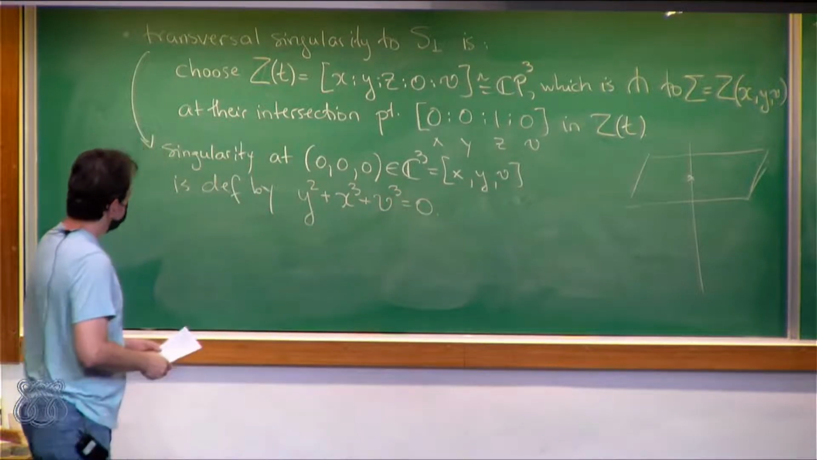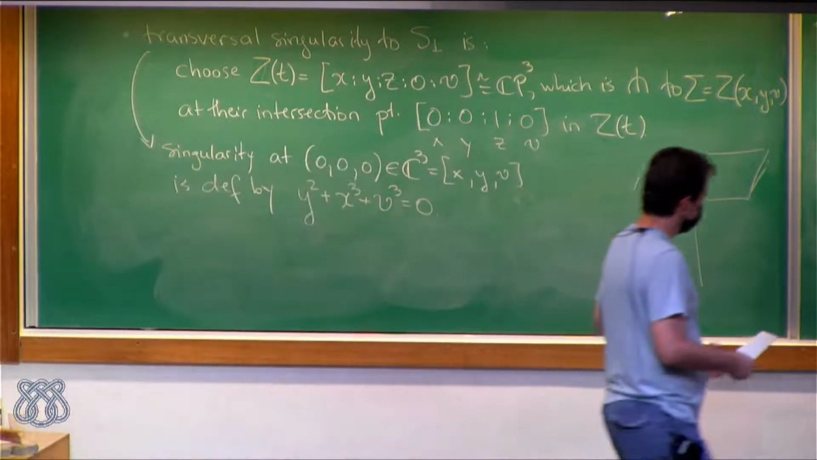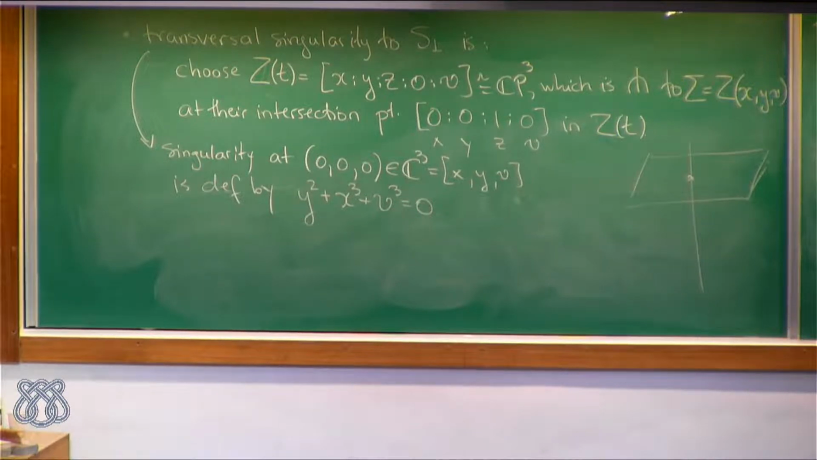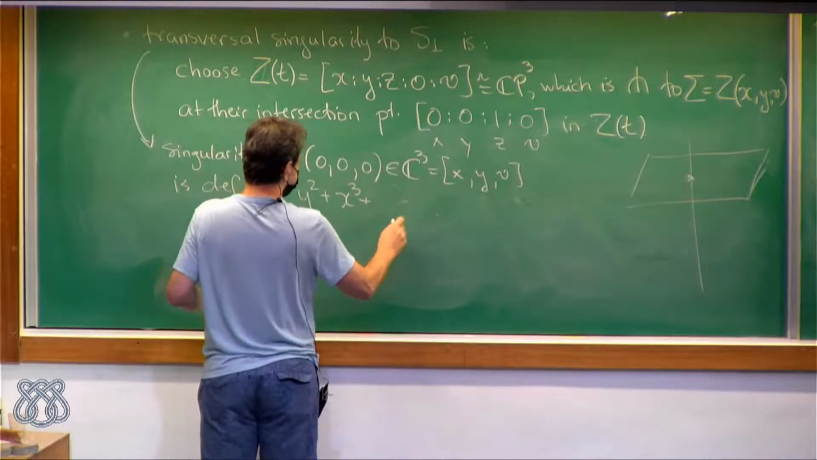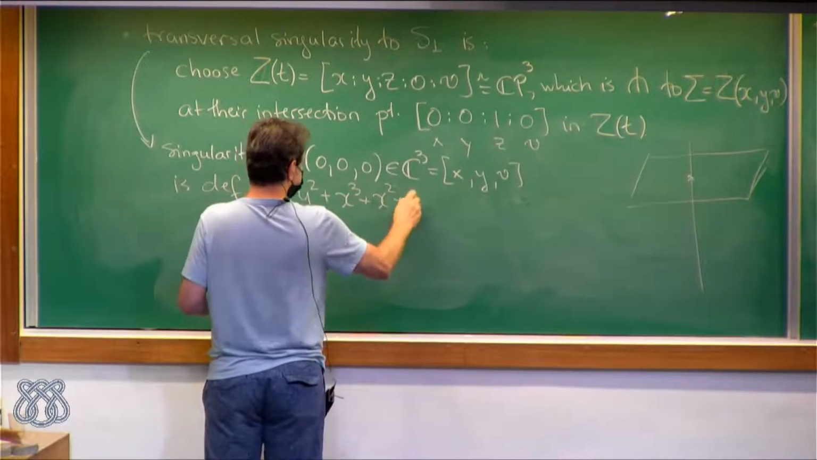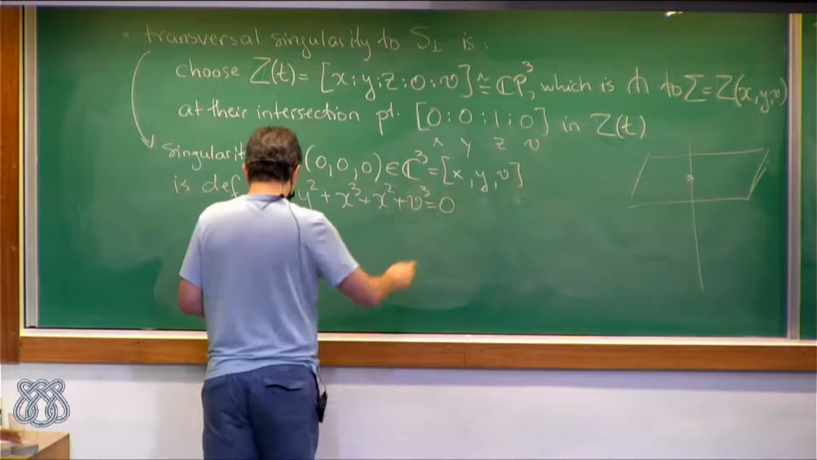So there are a bunch of reductions. Did I miss something? X squared. I think it's x cubed, no? Oh, sorry, I missed that again. Okay.